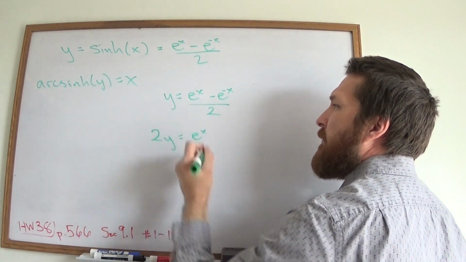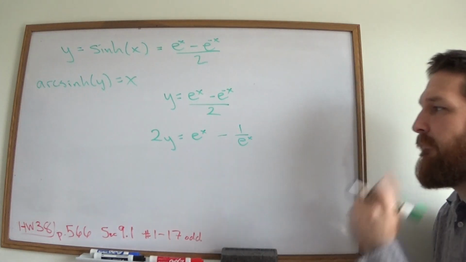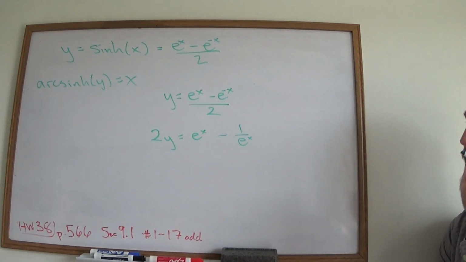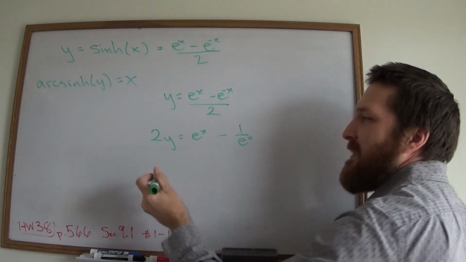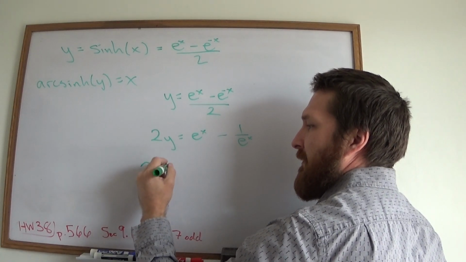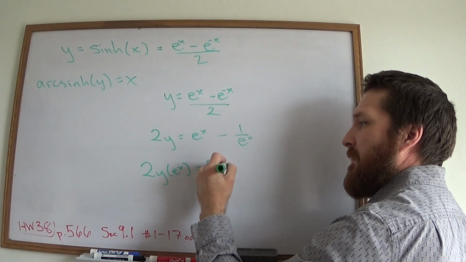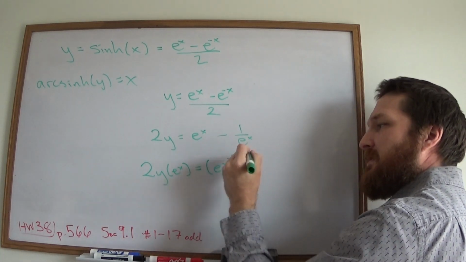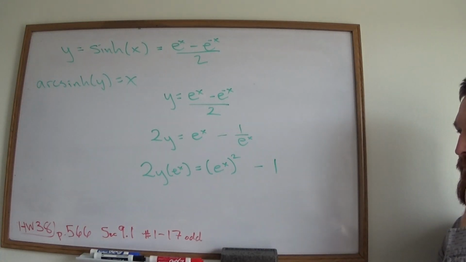And one thing I'm going to do right now is rewrite this. We have a denominator, so multiply both sides by e to the x. This is e to the x, but it gets multiplied by e to the x, so it's e to the x squared. And this is just 1. So it'd be the 2y e to the x.